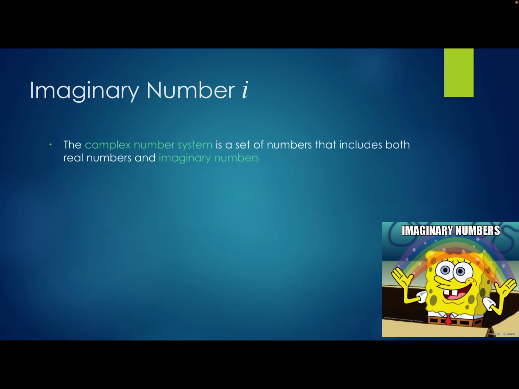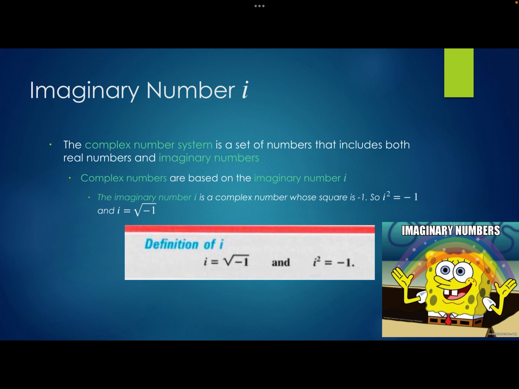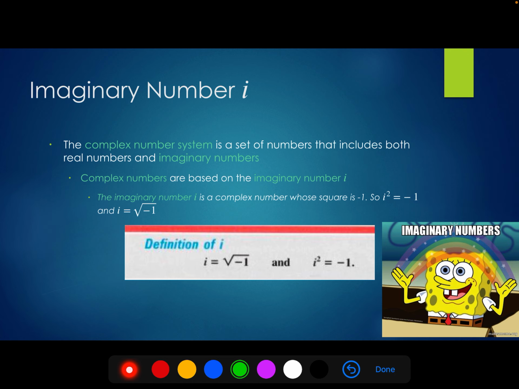So first, the complex number system is a set of numbers that include both real numbers and imaginary numbers. And complex numbers are based on the imaginary number i. And the imaginary number i is a complex number whose square is -1. So that means i squared is equal to -1, and i is equal to the square root of -1. And this piece of information is what's going to help us solve problems where we're going to have complex number solutions. So if you take away anything from this slide, take away this definition right here, that i is equal to the square root of -1, and that i squared is equal to -1.